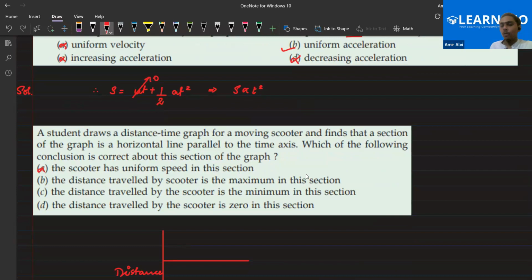So obviously, if the scooter is at rest, there is no chance that the distance would be maximum. Next, the distance traveled by the scooter is minimum in this section. Obviously not. The distance traveled by the scooter is zero in this section. So this is option D. Clear to everyone? Ayan, Sarah, Farhan.